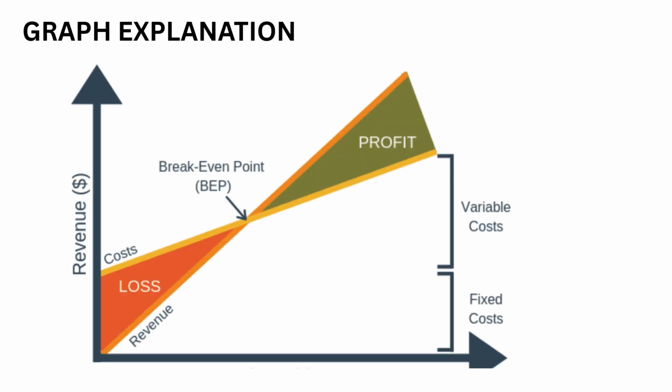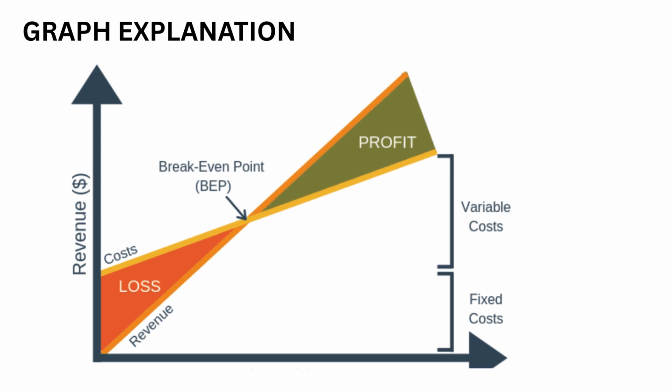And now the graph. On the horizontal axis, we have units sold, and on the vertical axis, we have revenue in rupees. The orange line shows total cost. It starts above zero because of the fixed cost, which remains constant even when no units are produced. The yellow line represents total revenue. It starts from the origin because if no units are sold, revenue is zero.